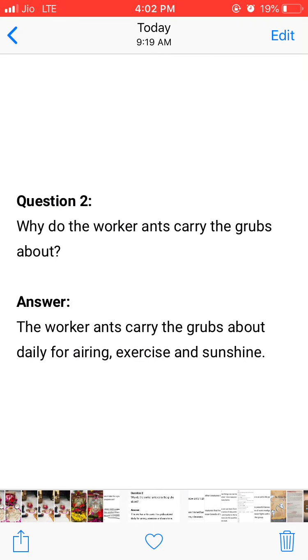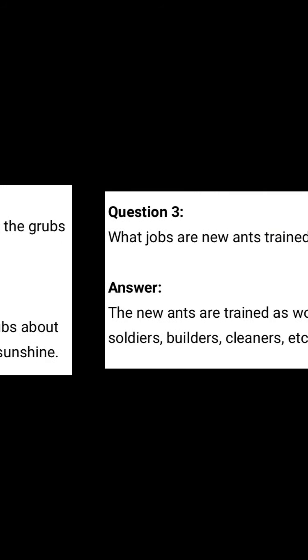Next question: why do the worker ants carry the grubs about? The answer will be: the worker ants carry the grubs about daily for airing, exercise, and sunshine. While reading the chapter, we studied that these were the things the workers did for the young eggs produced by the ants. Eggs here are referred to as grubs, the very initial stage of the child. So the worker ants carry the grubs about daily for airing, exercise, and sunshine.